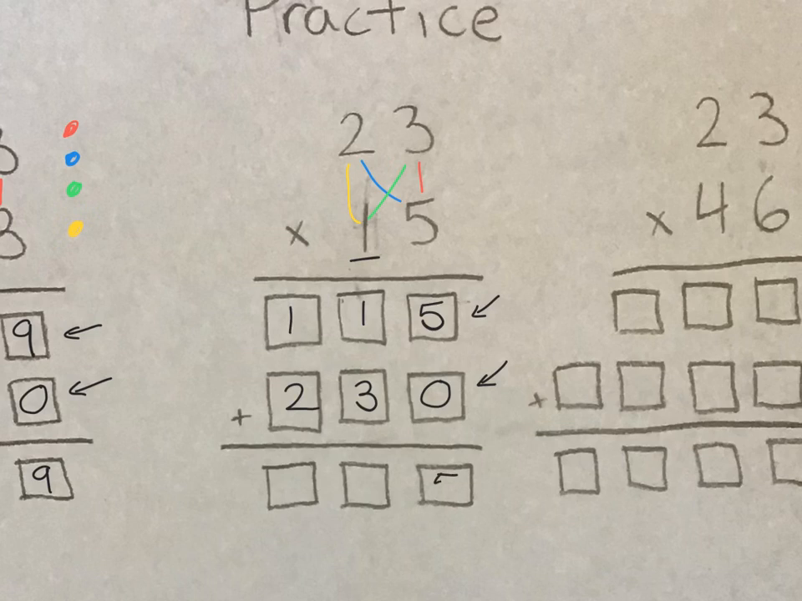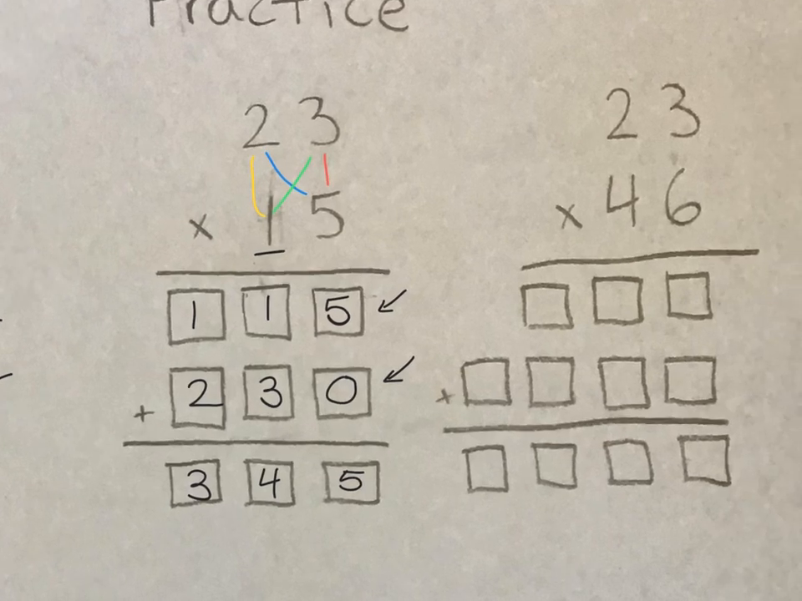5 plus 0 is 5. 1 plus 3 is 4. 1 plus 2 is 3. So I get an answer of 345. Moving on to the next problem.